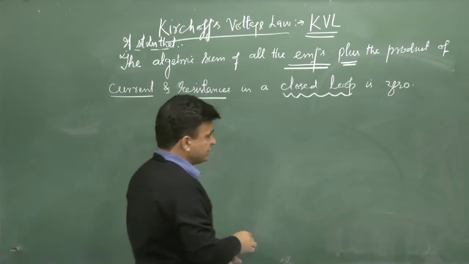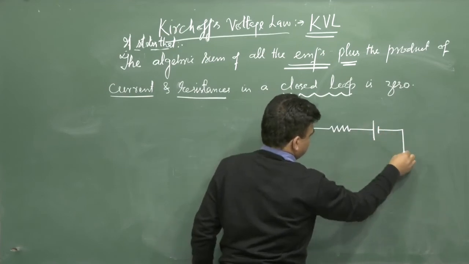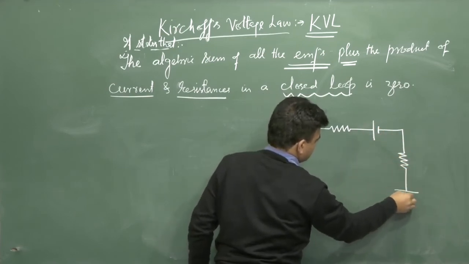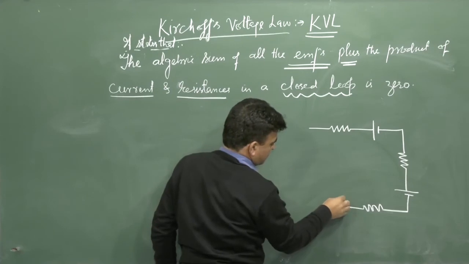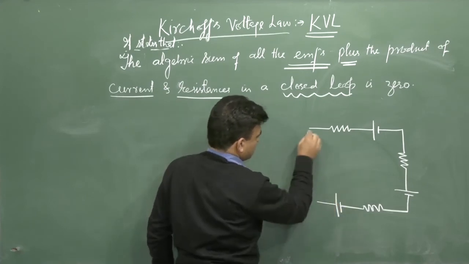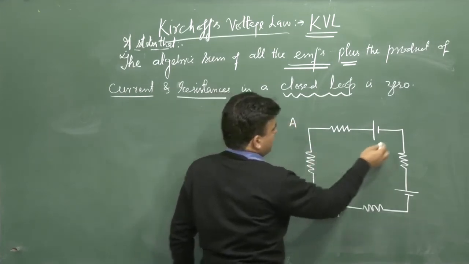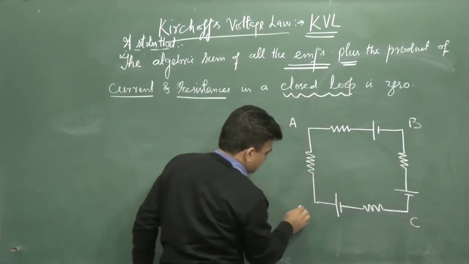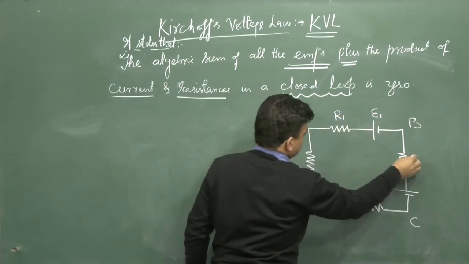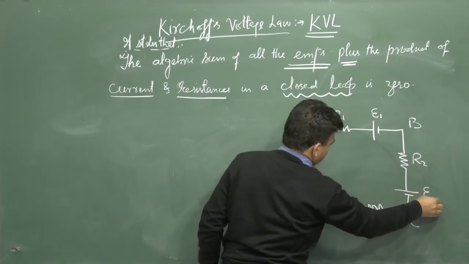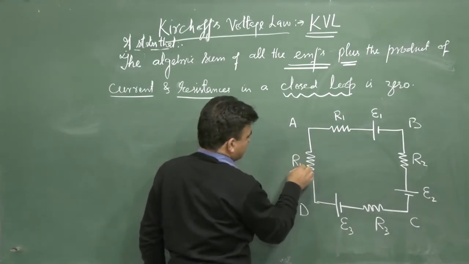Let us consider an electrical circuit like this. Say this is A, B, C, D. Let us suppose that this is resistor R1, this is a cell of EMF E1, R2, a cell of EMF E2, R3, a cell of EMF E3, and R4.